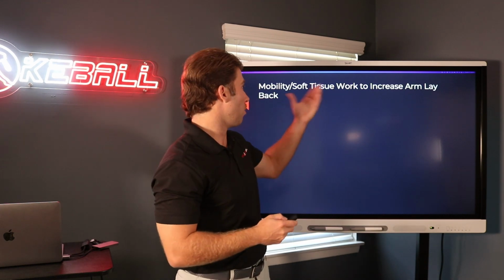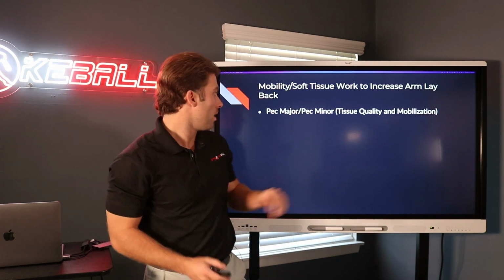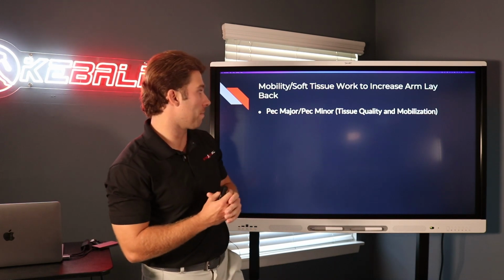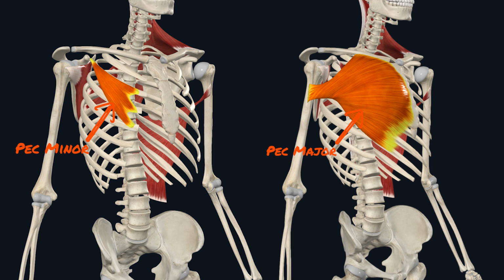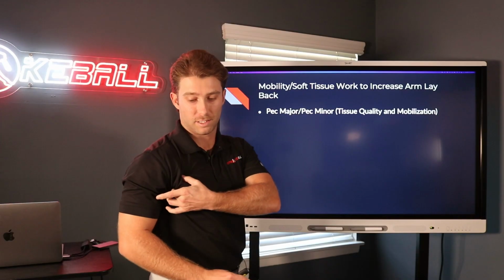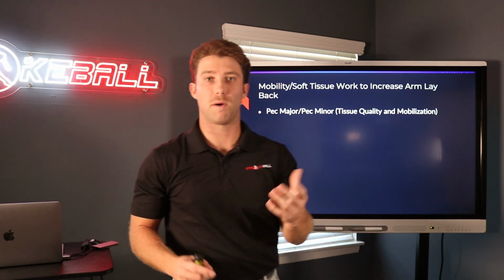Some of the mobility and soft tissue work that we need those players to be doing. So first things first, pec major, pec minor, tissue quality and mobilization. So first off, the pec major and pec minor. The pec minor is the small muscle in your chest that's essentially kind of down here. And then you have the larger portion of the chest, which is the pec major.